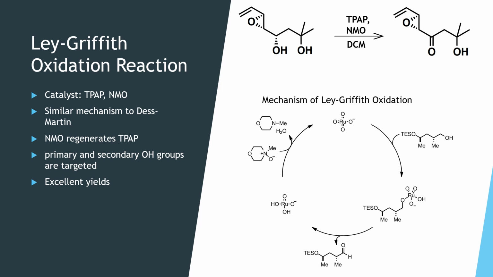As you can see in the mechanism, we do have a primary alcohol right here, and the ruthenium ion is going to attach in that position and therefore form an aldehyde in this example. And that's how we get molecule 27.